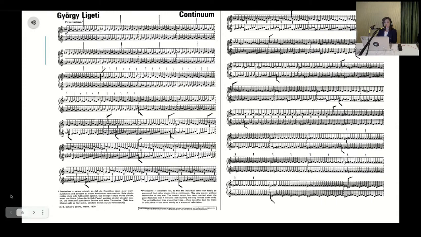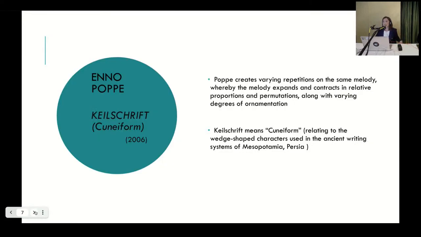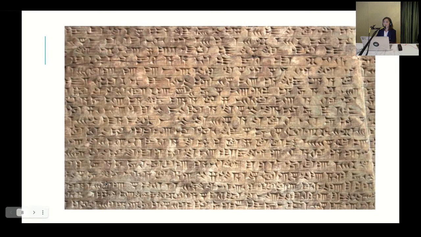It's by a German composer, Pope. And just now, Adrian mentioned the cuneiform, relating to the wedge-shaped characters used in ancient writing systems in Mesopotamia. Here, we should just look at this cuneiform, where it's all using just wedge shapes. It's just beautiful looking at it. And the shapes, they're not identical, but there are similarities in it.